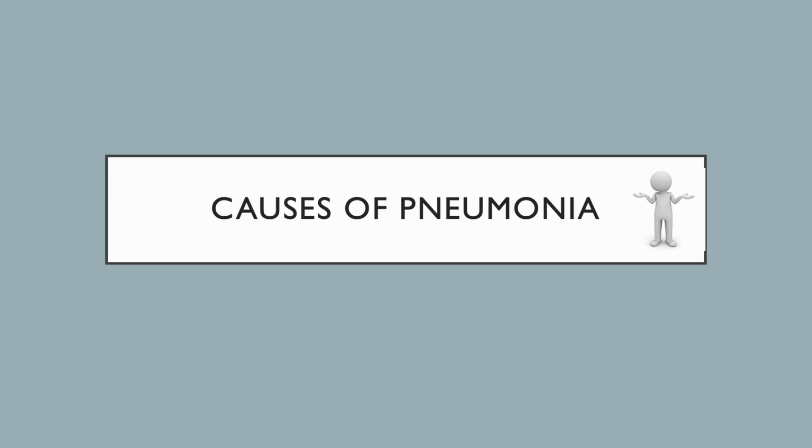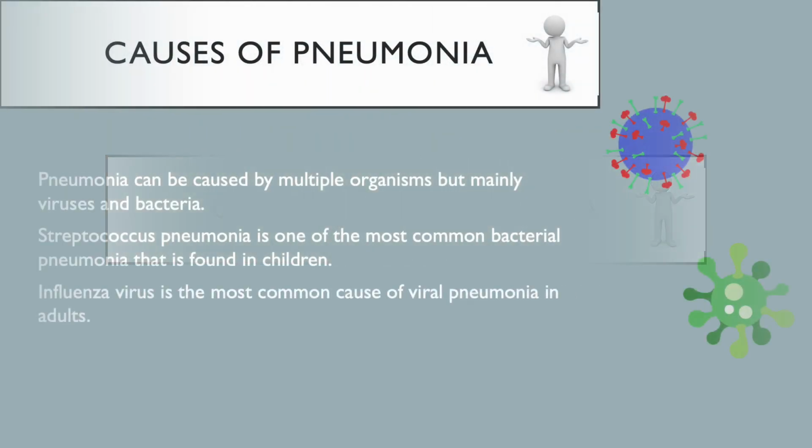So, what causes pneumonia? Pneumonia can be caused by multiple organisms, but mainly germs, viruses, and bacteria that enter the lungs and cause infection. The immune system then attacks the germs, which can cause inflammation of the air sacs. This inflammation can cause the air sacs to fill with fluid and pus, which can lead to pneumonia symptoms.